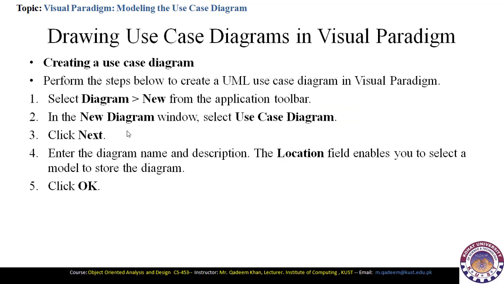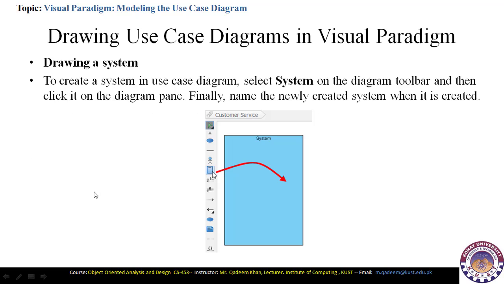Now these are the different steps which are involved in creating the use case diagrams. So first of all, we have to select the diagram, then click on New from the application toolbar and then click New Diagram, and then you select the use case diagram from the window pane, and then click on Next. And after clicking Next, select the location or the path where we want to store our use case diagram file, and then click on the OK button.